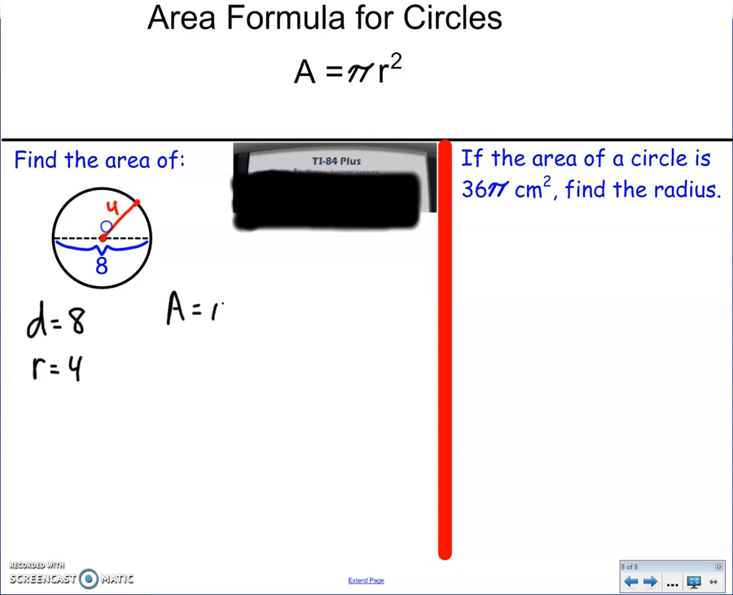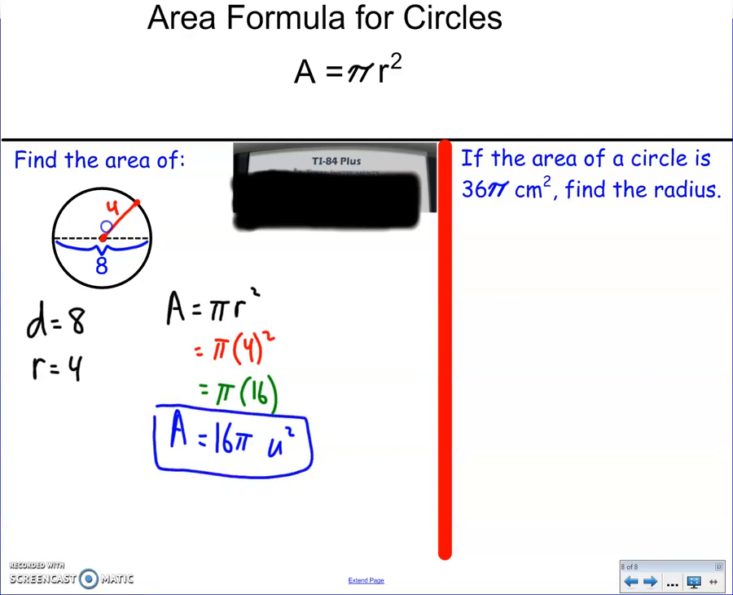Area equals pi r squared. That's pi times 4 squared. So that's going to be pi times 16. To be nice, you put it first, so you can say that's 16 pi. Units are not given, so this is units squared. So that's our area. That's the exact area in terms of pi.